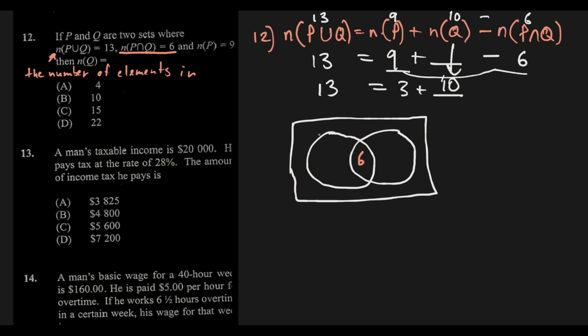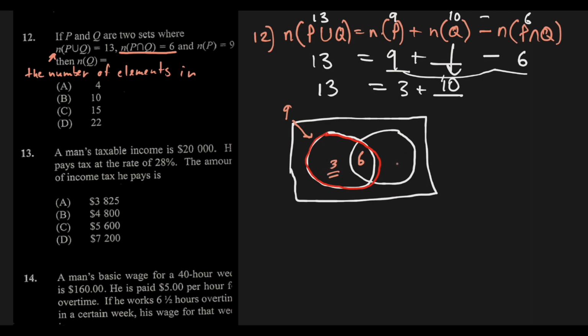Now what it's saying is that P in itself represents 9. So not just the P here, but the entire P. We're not just talking about inside this blank spot, we're talking about the entire P. So if the entire P is 9, that must mean that inside of here is 9 minus 6, which is equal to 3. So inside of here would be 3.